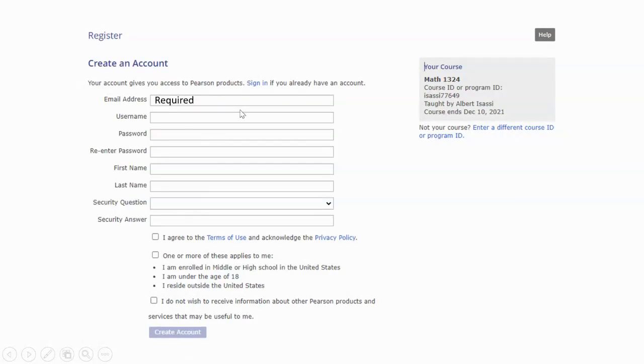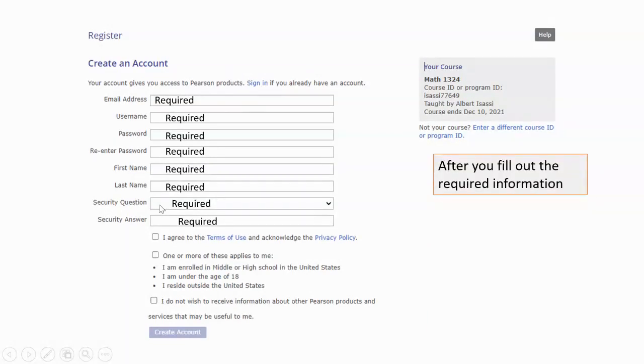So all these are required: your email address, and they prefer for you to use your EPCC email. You're going to create a username and a password. They're going to want you to re-enter the password. Then you put your first name, last name. Then there's always a security question for security purposes, and that answer. And then you're going to hit agree: I agree to the terms of use and acknowledge the privacy policy. After you do that, all you can do is hit create.